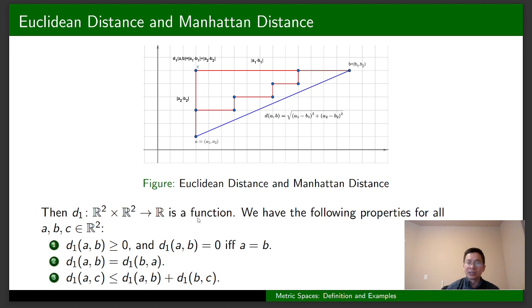Even though the Manhattan distance doesn't share all properties of the Euclidean distance, it satisfies the following properties. And mathematicians capture all these important properties to define a metric and also a metric space. So I'm going to talk about that in the next slide.